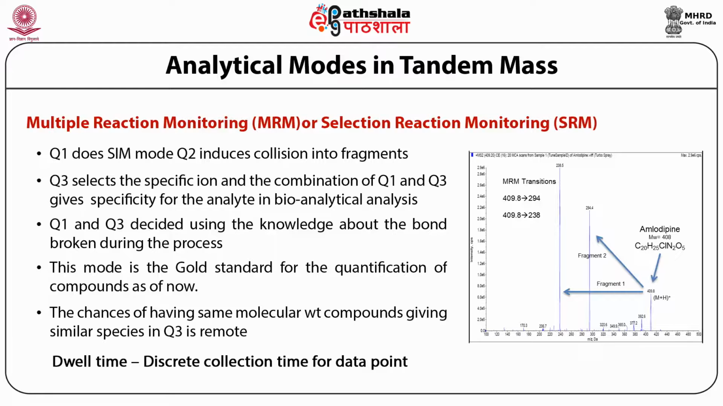In this picture, what you see is amlodipine, an antihypertensive drug, which is getting ionized and giving rise to the transitions of fragment 1 and fragment 2, in which the transition of Q1 by Q3 is 409.8 to 294 and 409.8 to 238. With these two transitions, discrete collection of data points is achieved to create a peak which can be quantified.